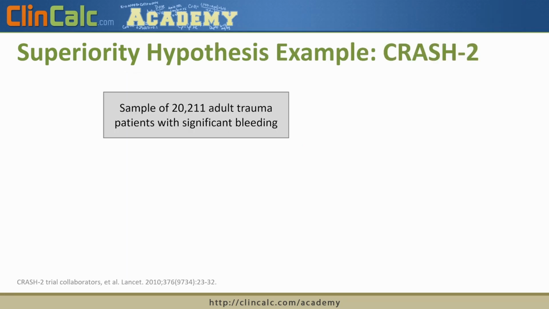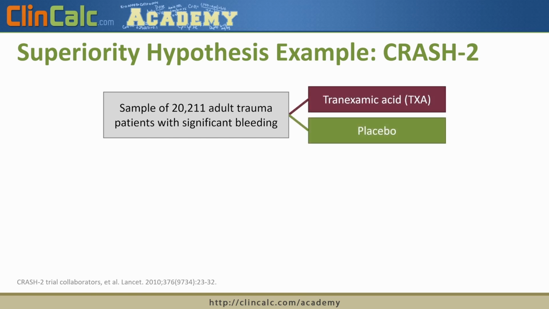As an example of superiority testing, the CRASH-2 trial was a study conducted in about 20,000 patients who had significant bleeding due to trauma. And those patients were randomized to tranexamic acid, TXA, or placebo. And the goal of the trial was to determine whether TXA was significantly better than placebo.